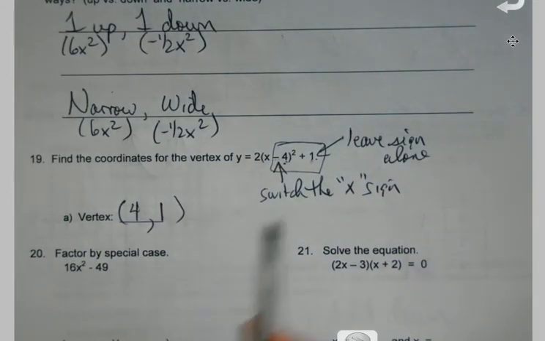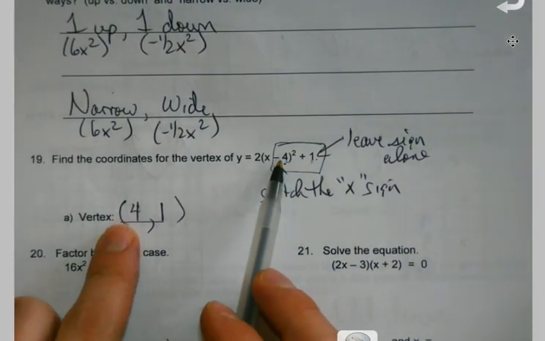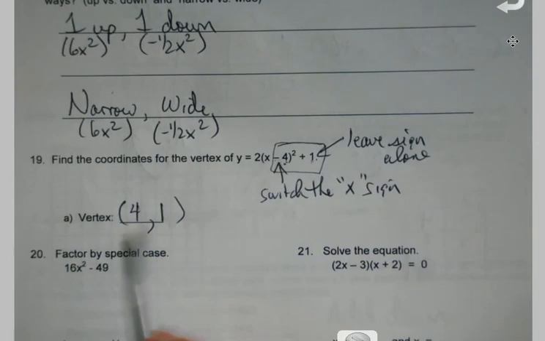So like here, this is my x value of my vertex. I'm just switching the sign. So I saw -4, I'm going to make it positive.